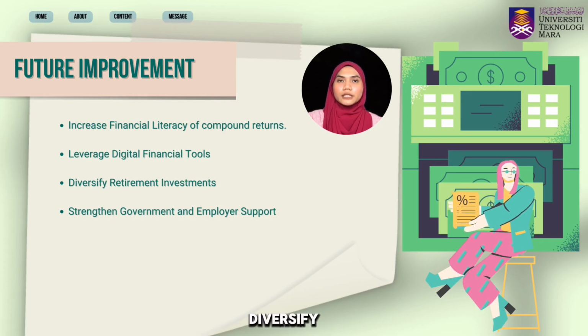The third one is diversify retirement investments. Financial advisors and investment institutions should encourage portfolio diversification by educating individuals on investing in various financial instruments such as unit trusts, bonds, and private retirement schemes instead of relying solely on EPF savings.